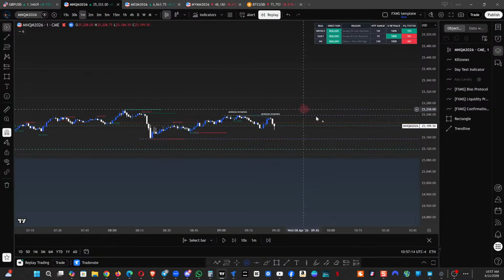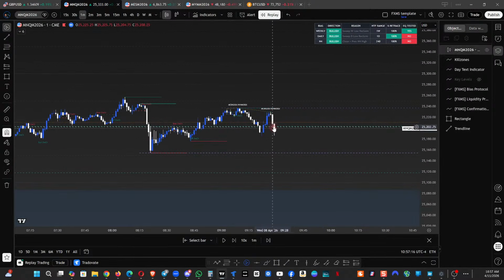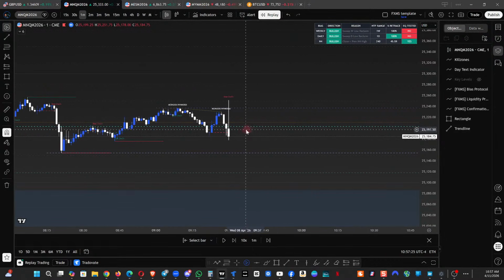Okay, so here is 9:30, or prior to 9:30 rather, right? And we had these levels here, right? So this high, this low. So let's go again. Let's see, right? Again, does the same thing, right?